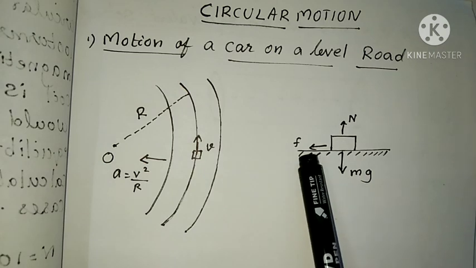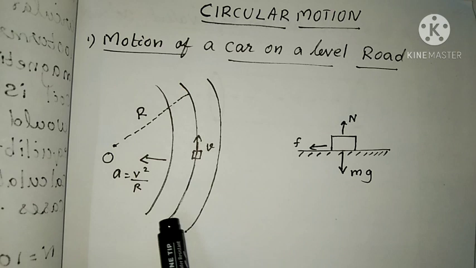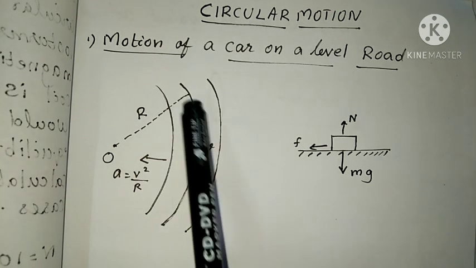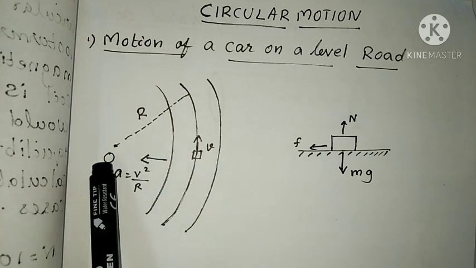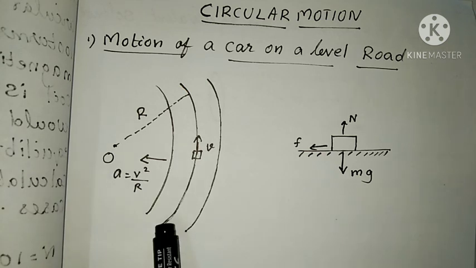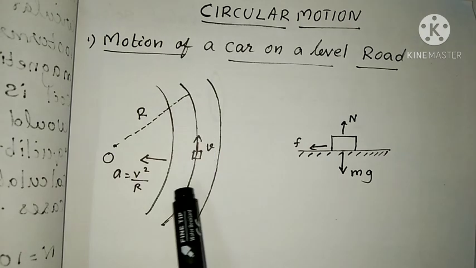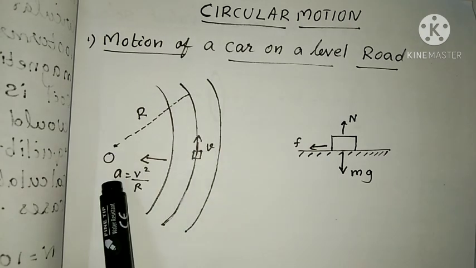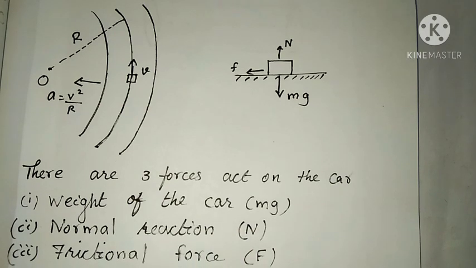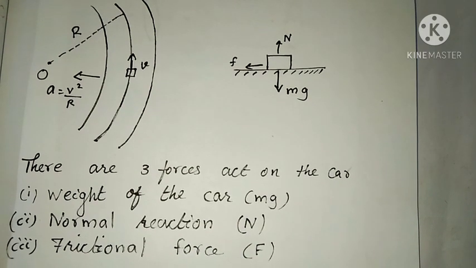Then when the car is moving on a circular path, it has an acceleration and it is acting towards the center. That acceleration is known as the centripetal acceleration. So here are the forces: the weight of the car, the normal reaction, and the frictional force F.